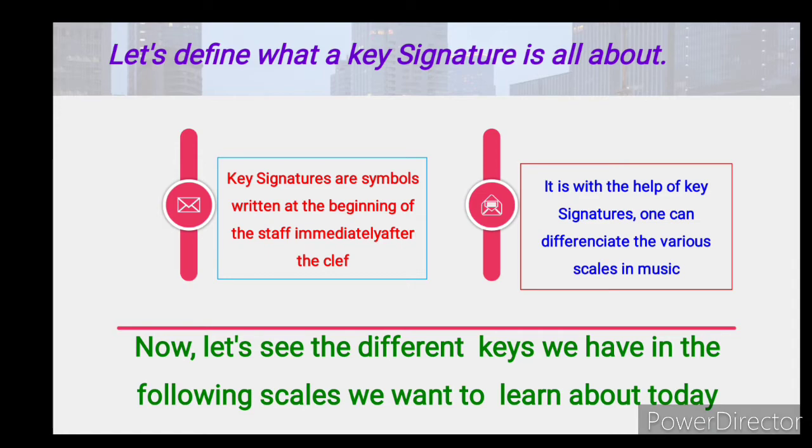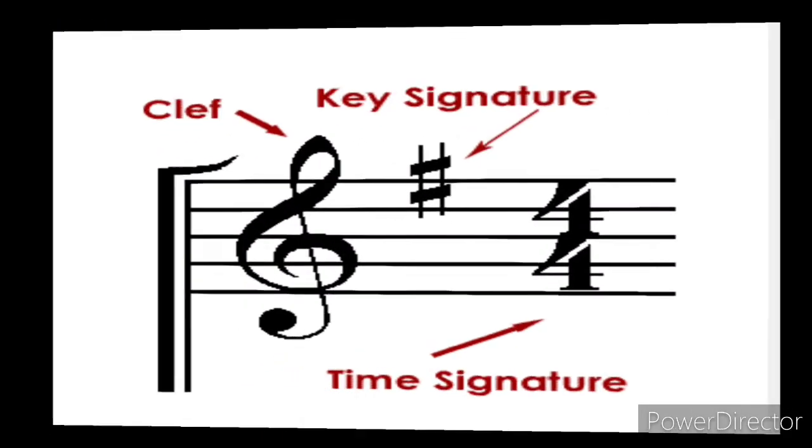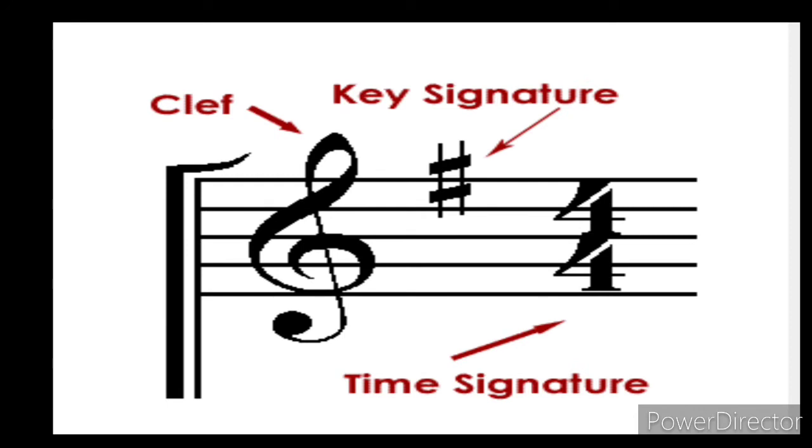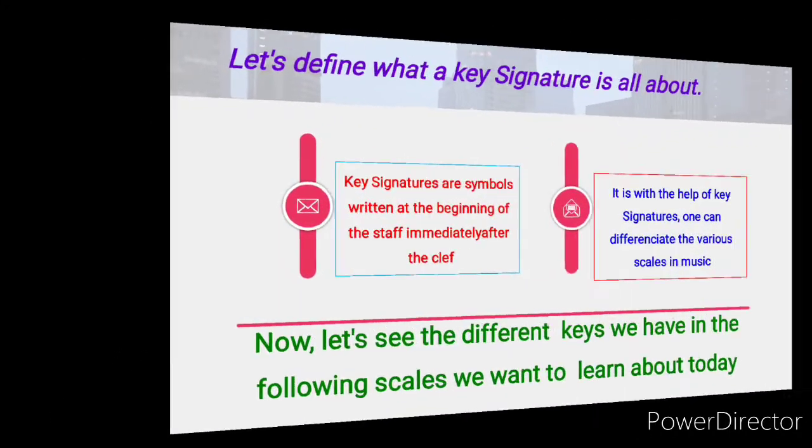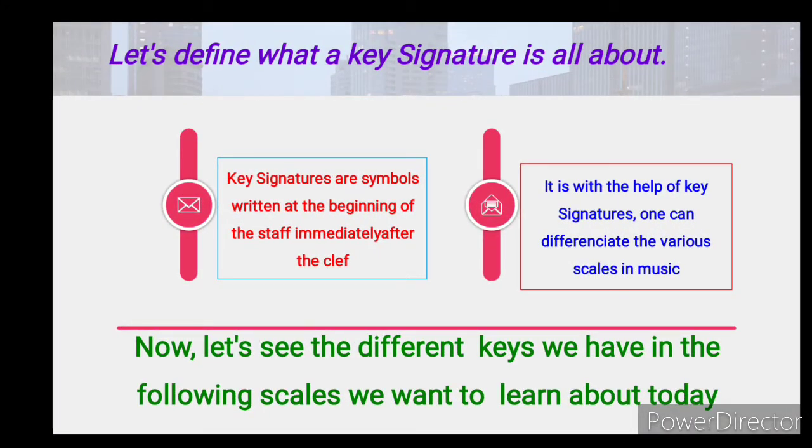Remember, we said that we have, first of all, look at it again. We have the 5 lines and 4 spaces. We have the clef. So we said that the key signature is written immediately after the clef sign. So after you draw your treble or your bass clef, the next thing you have to put is what? Your key signature before your time signature. So in as much as we are dealing with key signature, we said it is what? They are symbols that are written at the beginning of the staff, immediately after the clef.